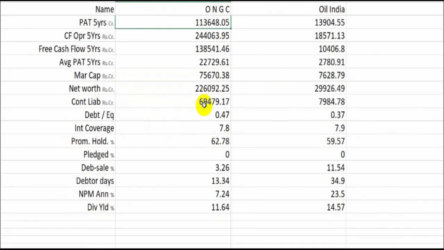Let us look at the 5 years picture or long-term picture of profit and cash flow from operations and then free cash flow. All these three things we'll look at in one go. The profit declared in the last 5 years was 1,13,000 crores for ONGC. Against that, the cash coming in through operating activity was 2,44,000 crores.